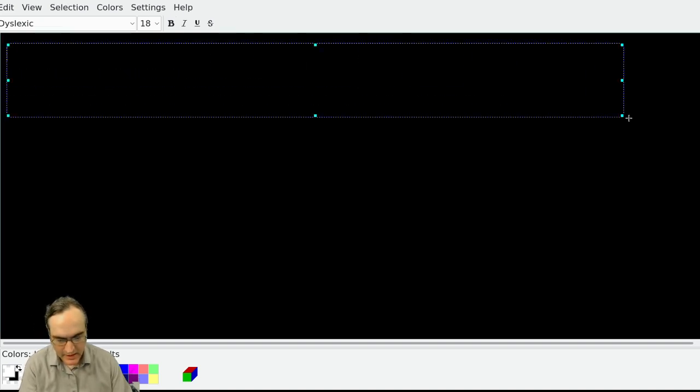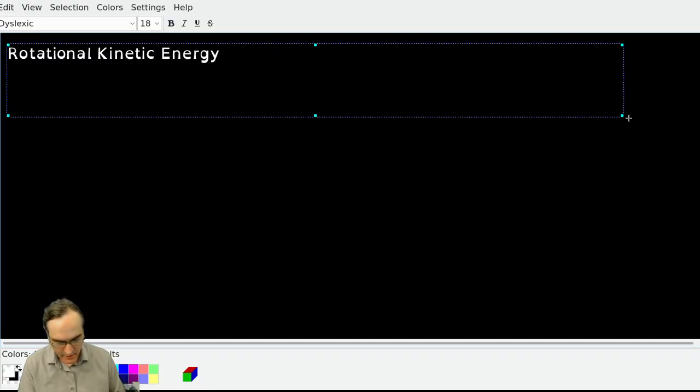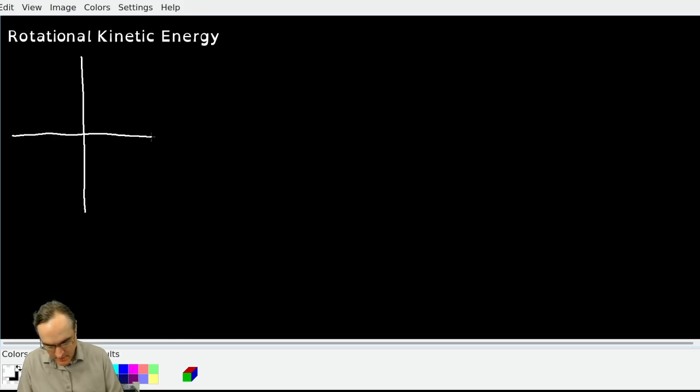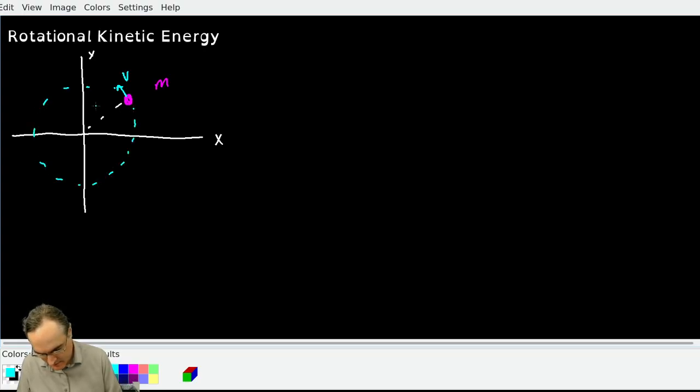All right, rotational kinetic energy. So we're actually going to figure out how rotational kinetic energy works based on examining what happens with translational kinetic energy as you watch an object follow a circular trajectory. So we'll have our XY coordinate system, and we will imagine we have an object that has some mass and has some tangential velocity. And ultimately it is tethered such that it executes a circular motion with a radius of r.